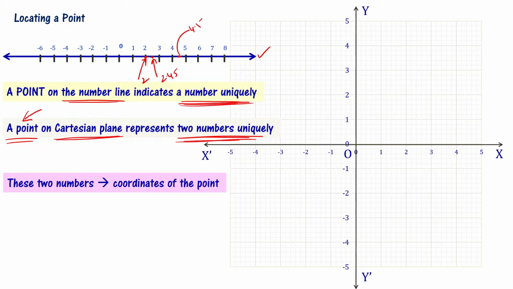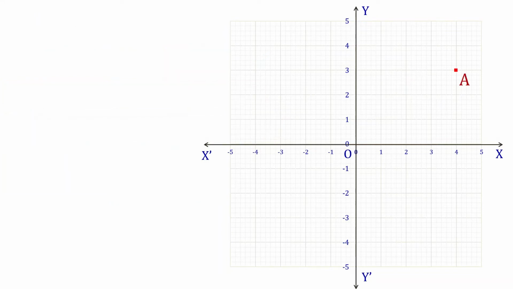Those two numbers are called coordinates of the point. For example, if I put a point here, it is representing two numbers, one from this number line and one from this number line, right? These numbers are called coordinates of the point. Let us start with point A, right? Now let us find what are the coordinates of point A.